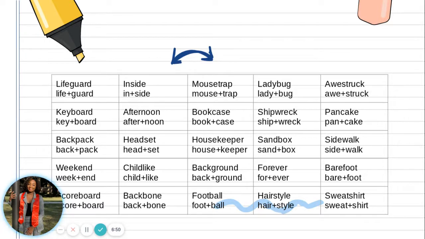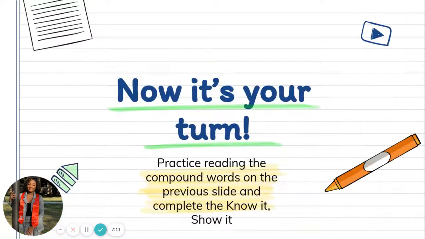So this is what I want you to do right now. Go ahead and look at each of these words and try to determine the meaning just from the two words that you had to put together. Are you back? Good job. I know you did a good job on these compound words.